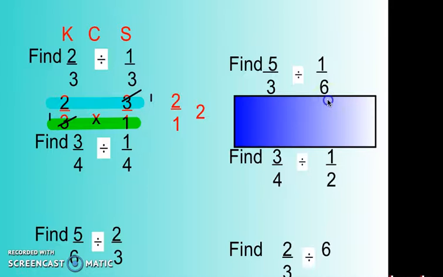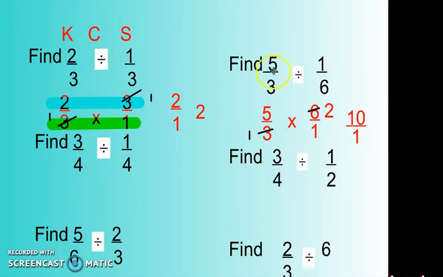So 5/3 would remain the same. Times, so keep, change to multiplication, and switch, 6/1. And notice 6/3 can be simplified to 2/1. So now we have 5 times 2 is 10, and 1 times 1 is 1. So it'd be 10/1, or the equivalent is just 10.